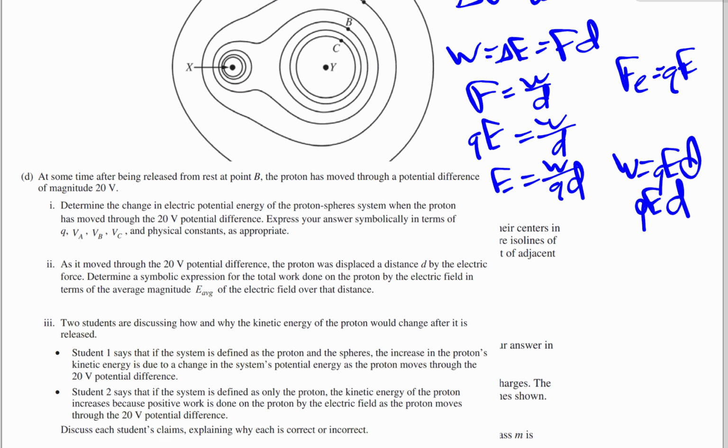All right, two students are discussing how and why the kinetic energy of the proton would change after it's released. Student 1 says if the system is defined as the proton and spheres, the increase in the proton's kinetic energy is due to a change in the system's potential energy as the proton moves through the 20-volt potential difference. Student 2 says if the system is defined as only the proton, the kinetic energy of the proton increases because positive work is done on the proton by the electric field as the proton moves through the 20-volt potential difference. Discuss each student's claims, explaining why each is correct or incorrect.